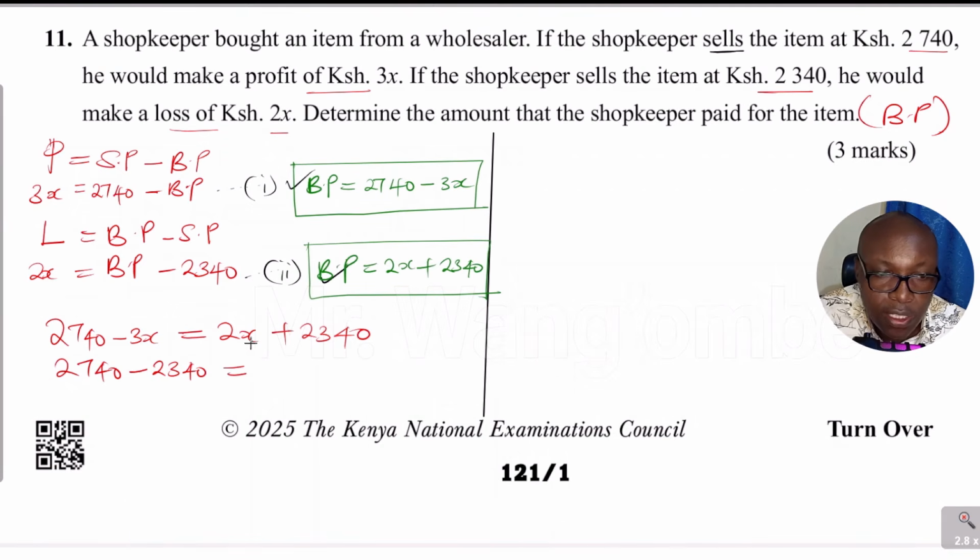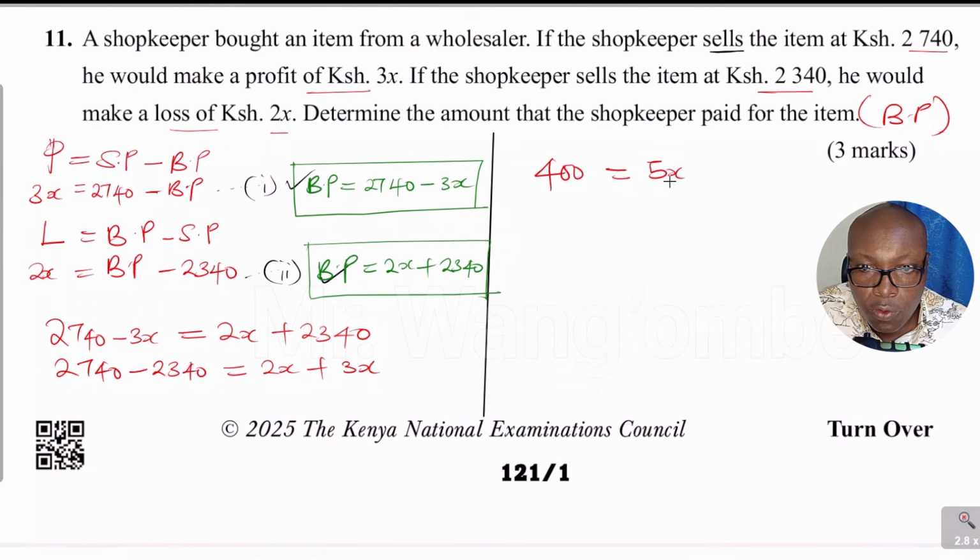That is simply taking the like terms together. There is 2x plus 3x. So this will give 2740 subtract 2340. That will give 400 is equals to 5x. So therefore x, divide both sides by 5, you get it to be 80.